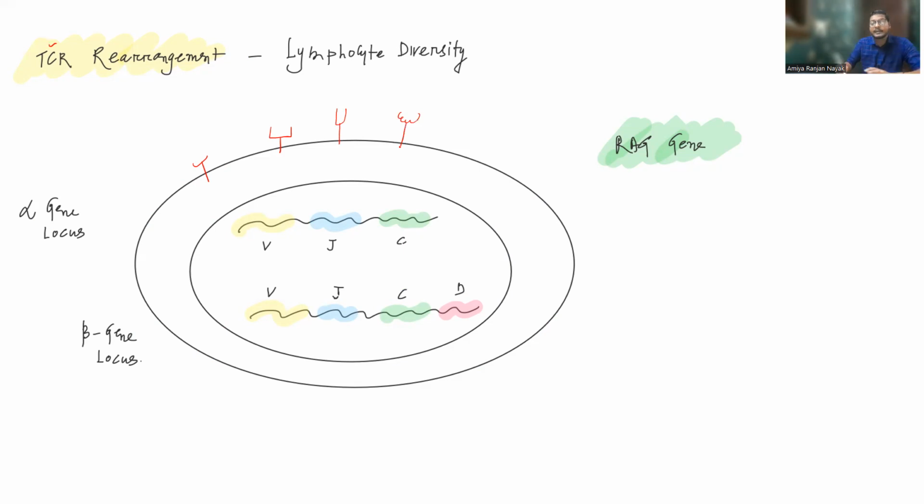Okay, so these are all different types of T cell receptor. We want to produce different types of T cell receptor because we want to identify thousands of types of antigens. So basically, T cells can identify thousands of types of antigens because they have diverse T cell receptors. This is known as lymphocyte diversity. This can happen only because of the T cell receptor rearrangement phenomenon. And these different types of T cell receptor can identify different types of antigens.